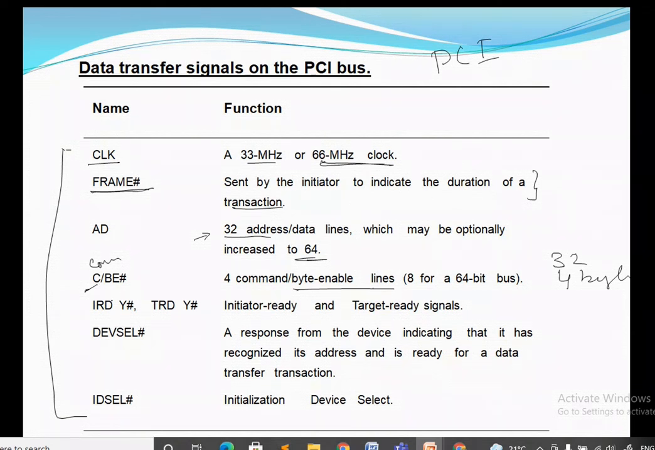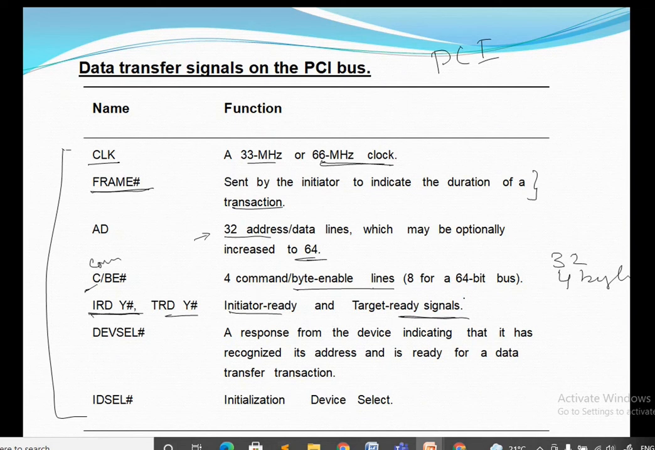Then we have IRDY#, then TRDY#. What are these? Very simple. IRDY# indicates initiator ready. Do you remember we discussed master ready? Similar to that, in PCI we use IRDY, initiator ready. Then TRDY indicates the target ready signal.